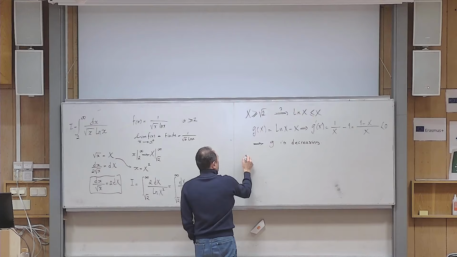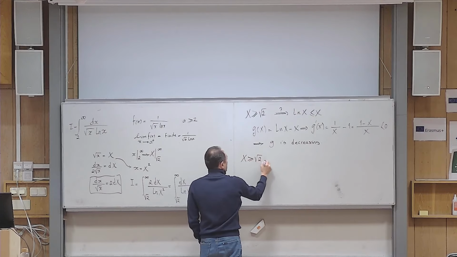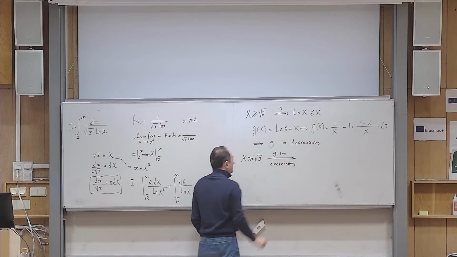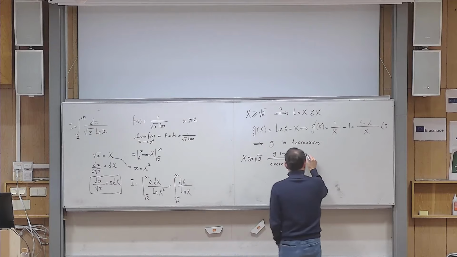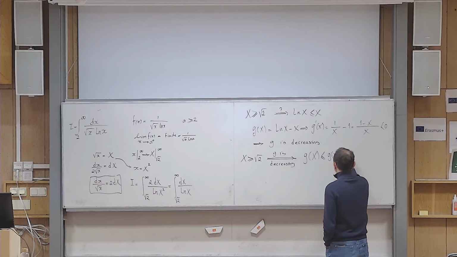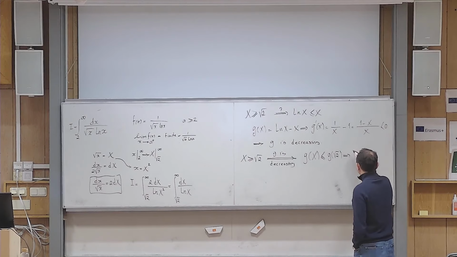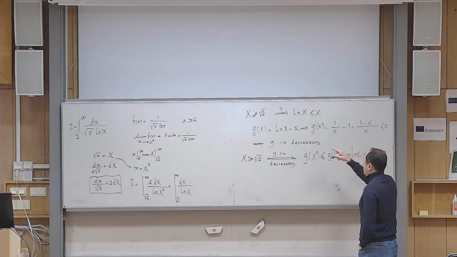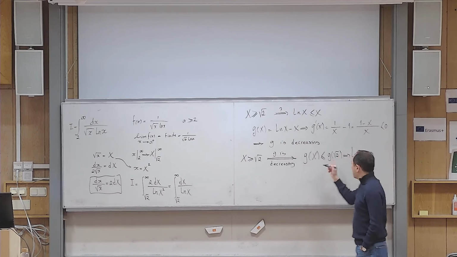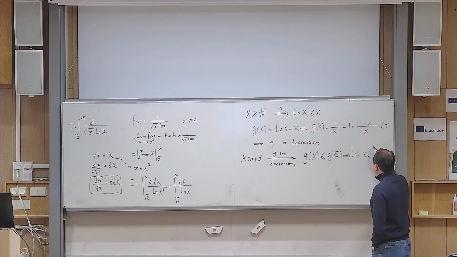Okay, I know that X is greater than or equal to square root of 2, and we just realized that g is decreasing. So what can I conclude from here? I can conclude that g of capital X is less than or equal to g of the square root of 2. But g of capital X is ln of X minus X, as I defined it there. For g of the square root of 2, every X should be replaced by square root of 2. So this becomes less than or equal to ln of the square root of 2 minus the square root of 2.